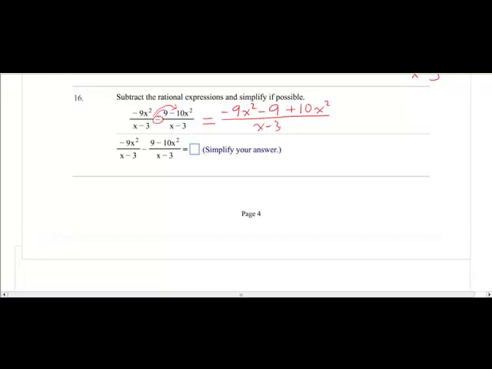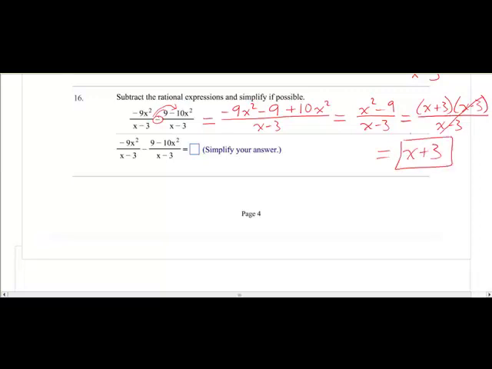Now on top you can combine your x squared terms. You have a positive 10x squared, a negative 9x squared. That's just a single x squared, minus 9. All of that over x minus 3. And then notice that the top can factor. That's a difference of 2 squares. That factors to x plus 3 times x minus 3. All of it divided by x minus 3. And so we cancel out the x minus 3's, and we see that our final answer is x plus 3.